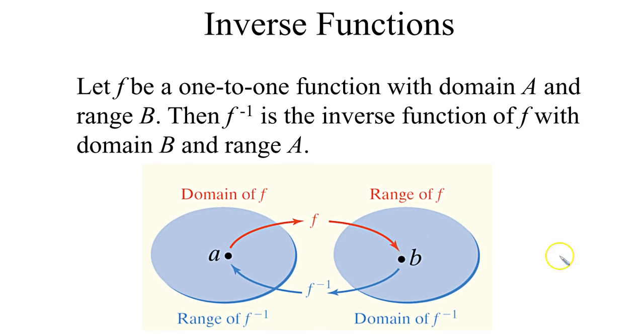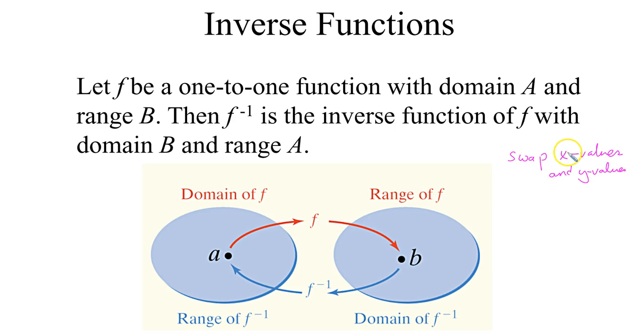Let's talk about what a one-to-one function is, and about the domains and the ranges of the functions. If we have a function and we have its inverse function, the domain of a function becomes the range of its inverse, and the range of a function becomes the domain of its inverse. Another way to say this is we swap our x values and y values when we talk about a function and its inverse.